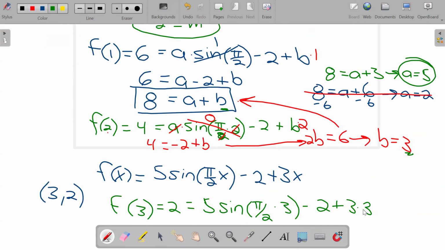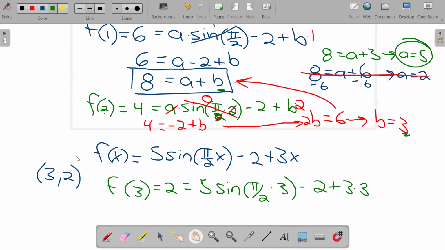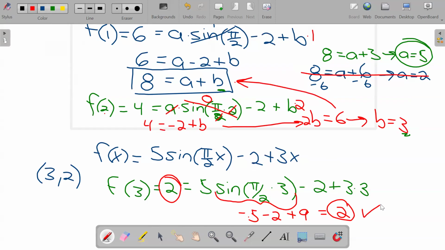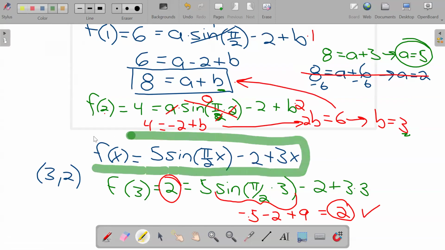So I plug in 3 in the 2 spots where there was an x. Let's see. Sine of 3 pi over 2. Anybody remember that from the unit circle? 3 pi over 2 would be 3/4 of the way around. The y value there would be -1. So this is going to be -1 times 5, or -5. Minus 2 plus 9. Let's see, -5 minus 2 is -7. -7 plus 9 is 2, which is what I was hoping for. So it looks like I do have the right function for those 4 points.